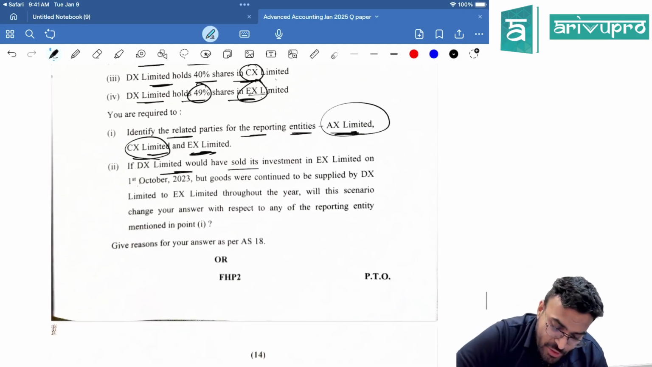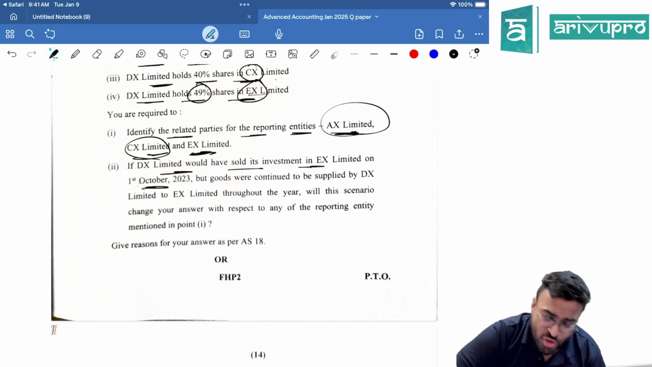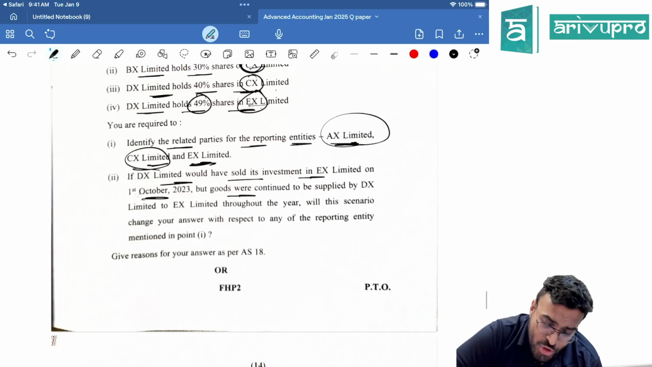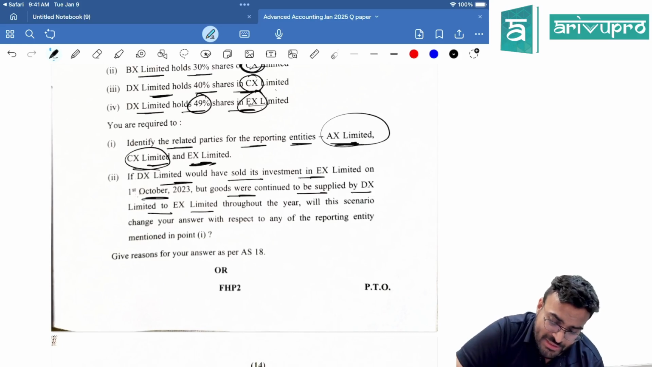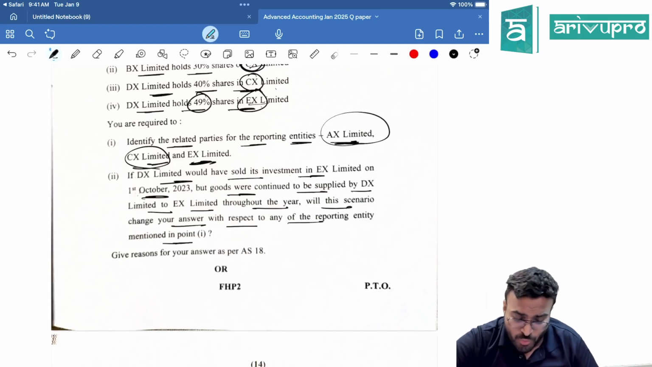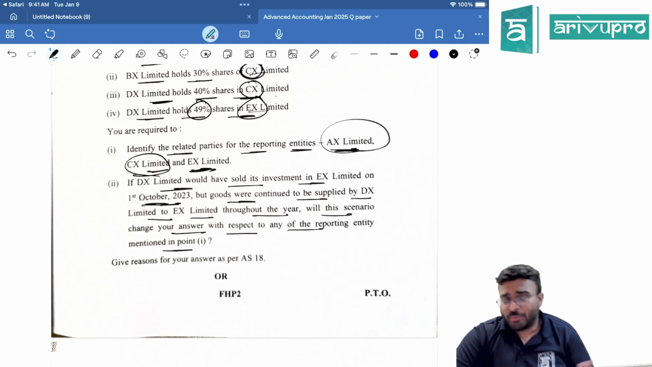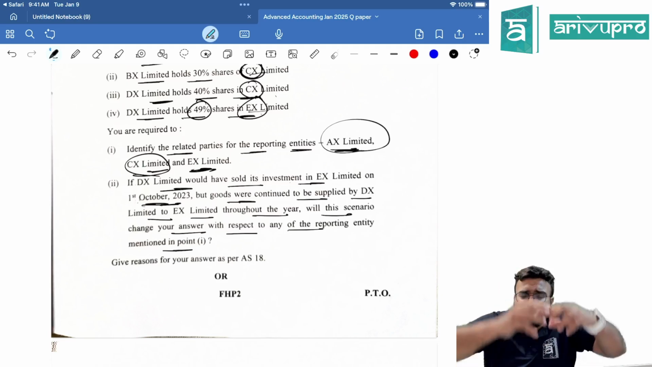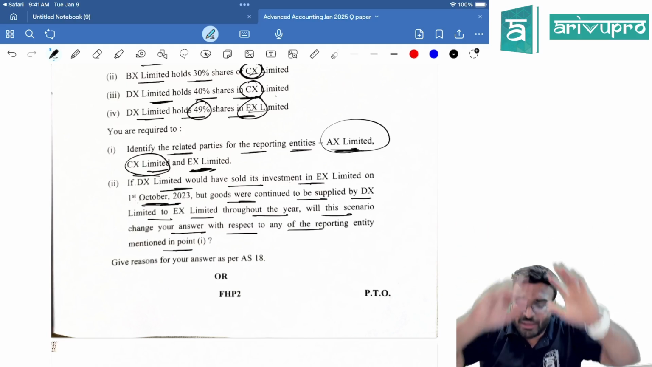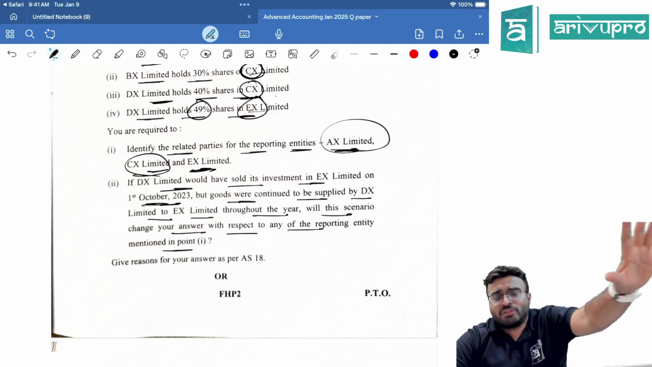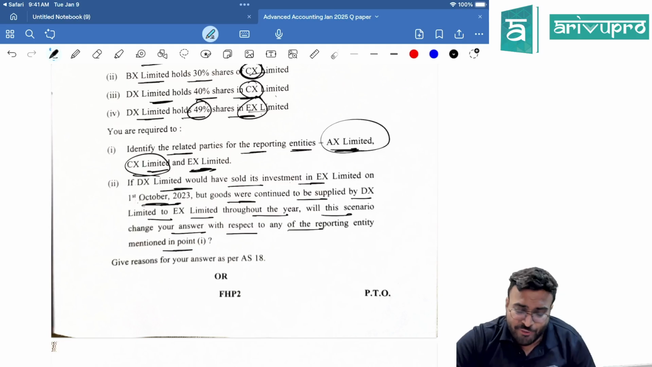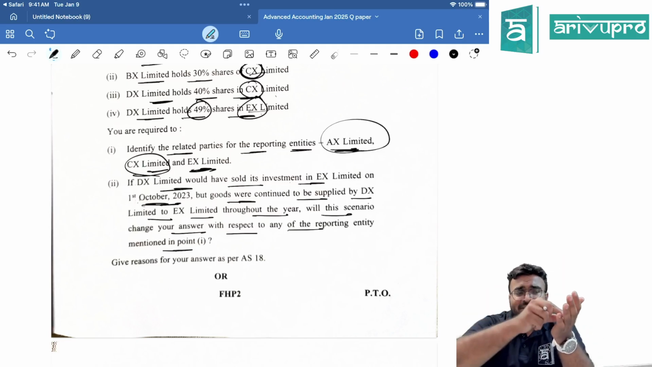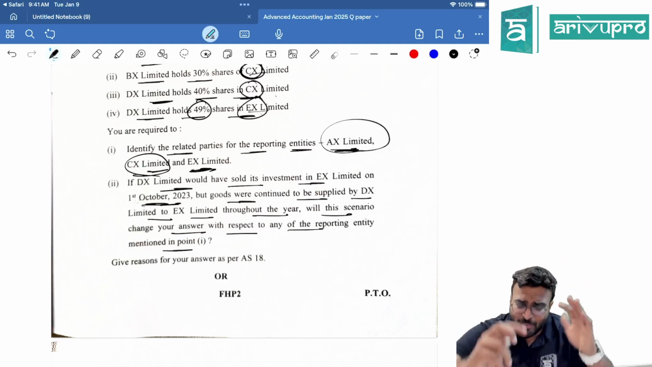If DX Limited would have sold its investment in EX Limited on 1st October 2023, but goods were continued to be supplied by DX Limited to EX Limited throughout the year, will this scenario change your answer in respect of any reporting entity mentioned in point 1? Okay, they sold on 1st October 2023. What you have to remember, if you are a related party at any time during the year, then you will be considered as a related party on the reporting date. Anytime during the year, if you had a situation on one day you became related party, still it will be considered.